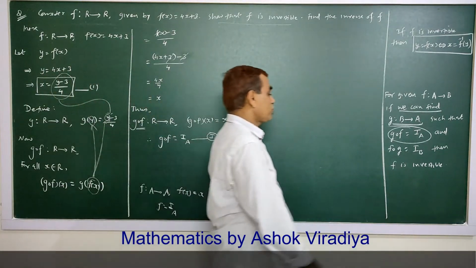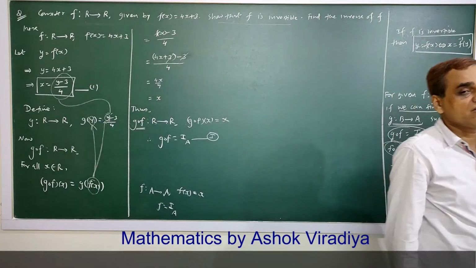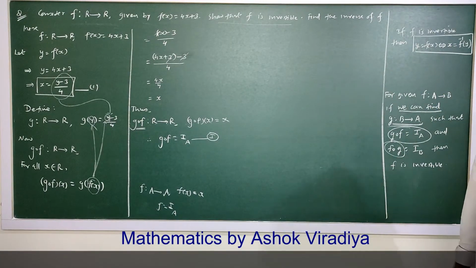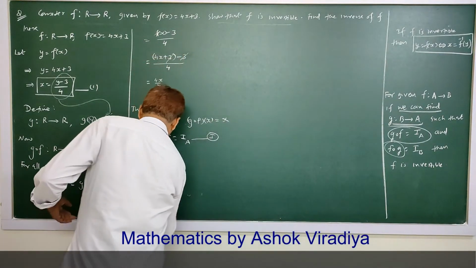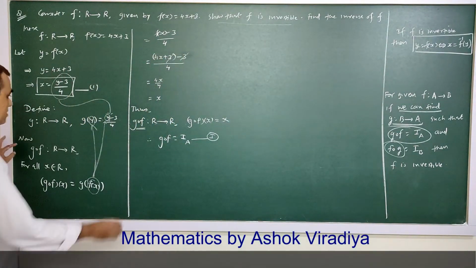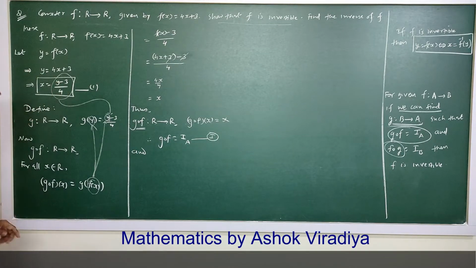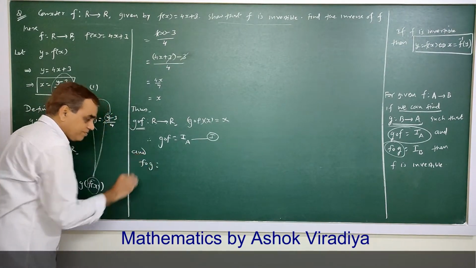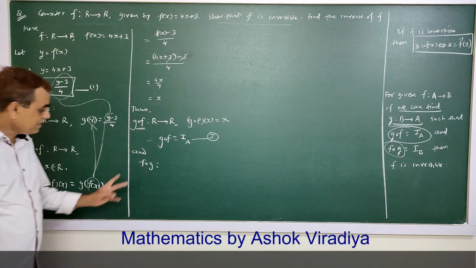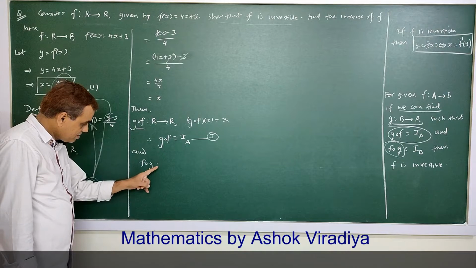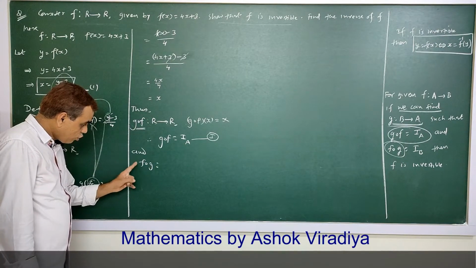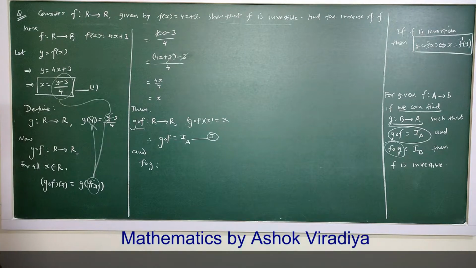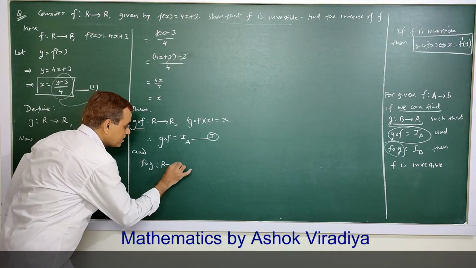Now we find the composition of f and g from the other side, that is, we find f o g. This was the procedure for g o f. Now the procedure is for f o g. f o g will be from the domain of g to the codomain of f. But here both are R to R, so this will also be R to R.